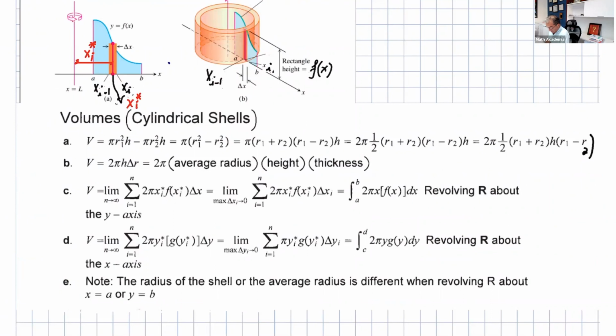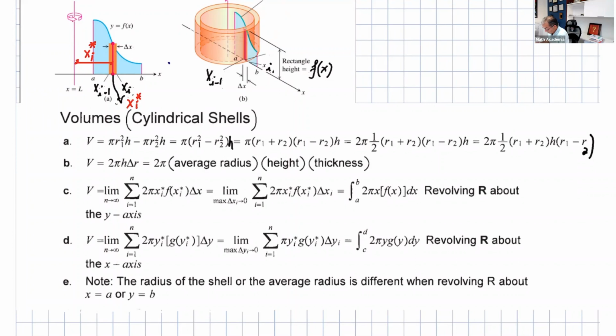Now here I have some summary for you. The volume, again, you can start with pi r1 squared h minus pi r2 squared h, as shown in the first figure. There's an h missing here, so let me just add that. If we factor out h and pi, we have pi times r1 squared minus r2 squared, that's factored as r1 plus r2 times r1 minus r2, and that's times h.